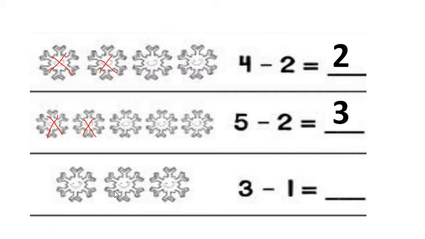Next sum is 3 minus 1. Our sum is 3 minus 1. What does it mean? We have to cross out one object out of given 3 objects. Let's do it. I have crossed one object.